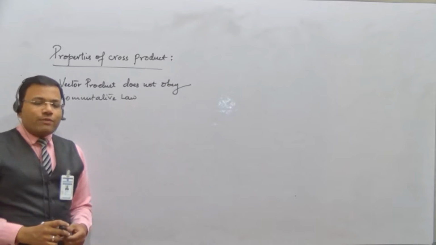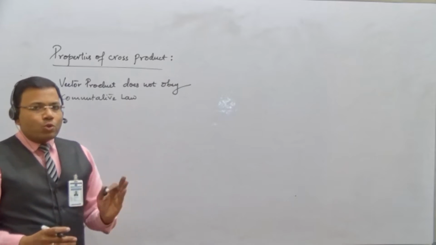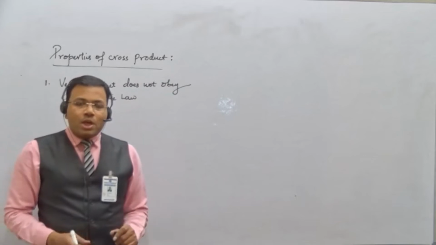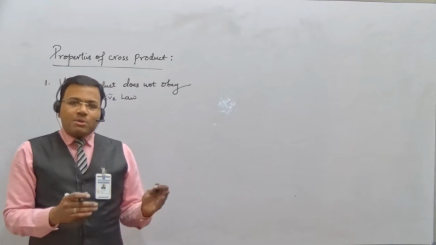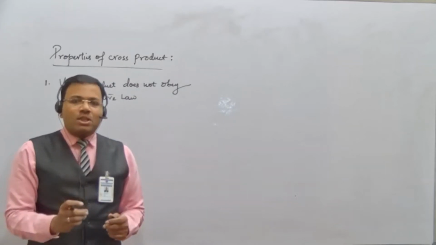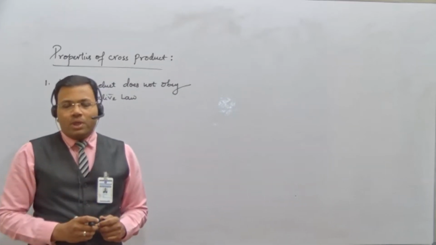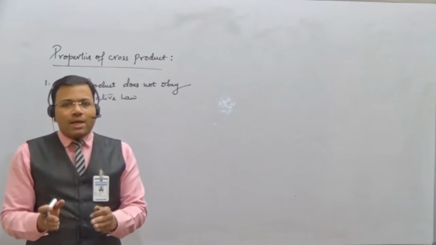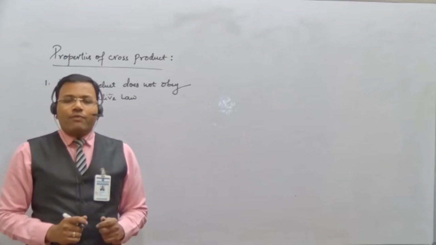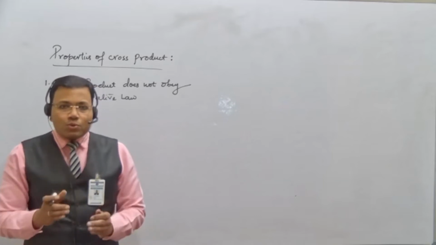What is this commutative law? In mathematics, we have 2 into 3, that is how much? 6. If you multiply 3 into 2, that is also 6. So multiplication of two numbers in mathematics obeys the commutative law. That means if you multiply a into b, you will get the same result as b into a. 2 into 3 is equal to 3 into 2.